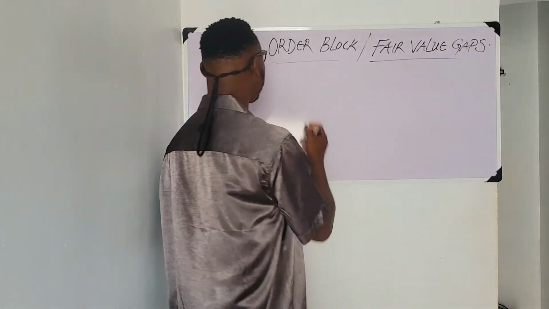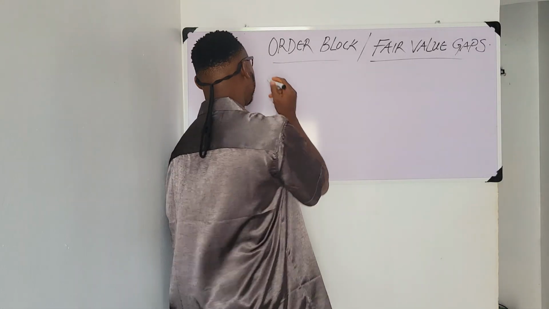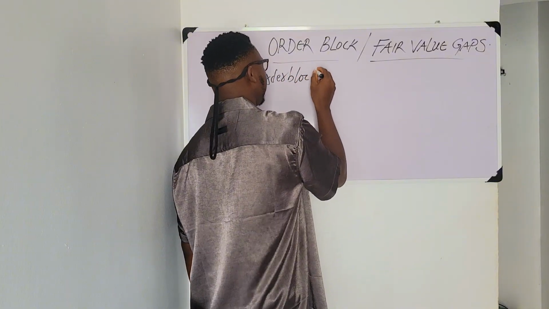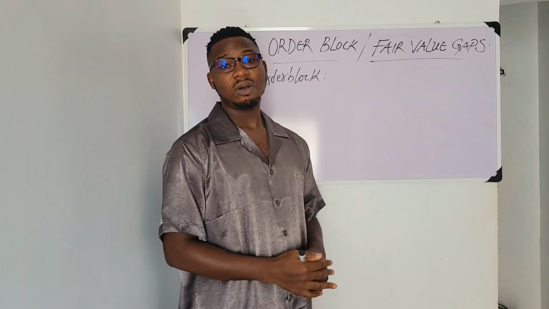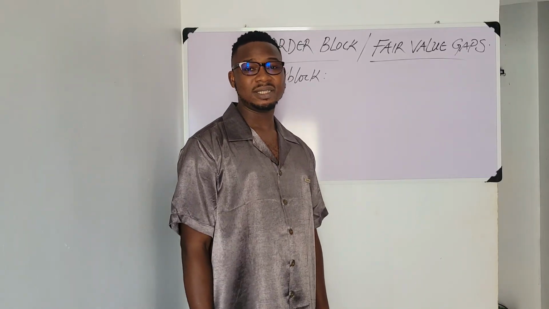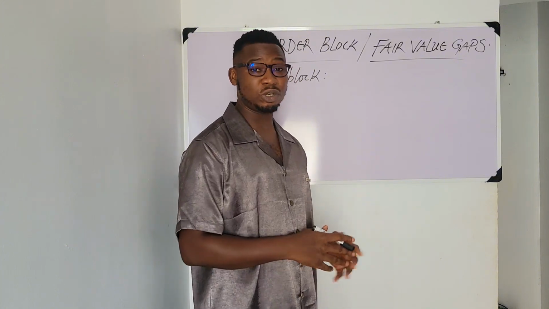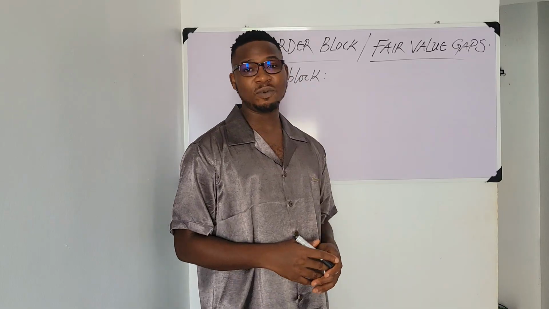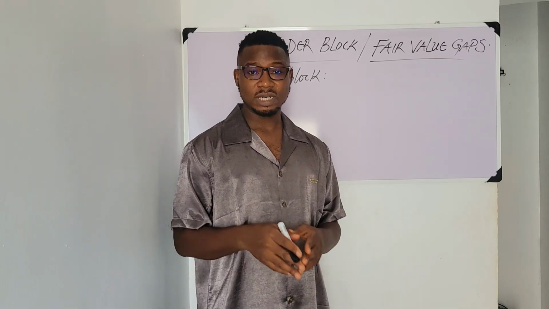Alright, so order block. When we talk about order block, what comes into your mind? Now, from the definition, an order block is the last candle before a move that breaks structure. I've already talked about structure in the previous class. So we have what we call a bullish order block, and a bearish order block.